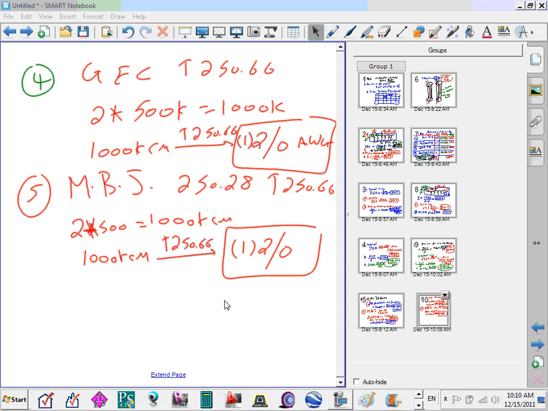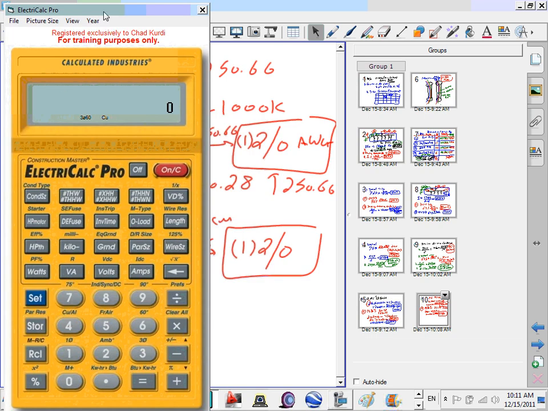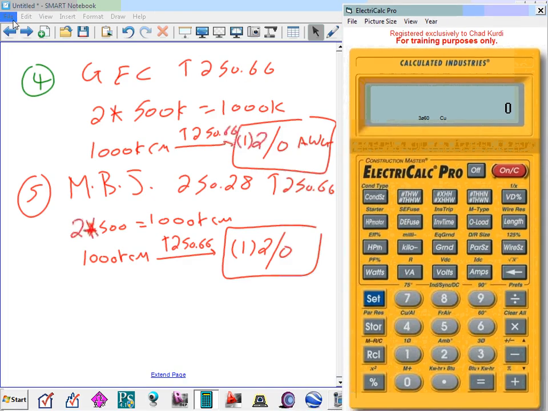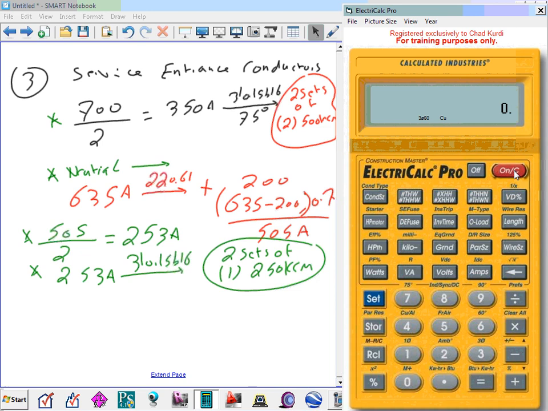I'm going to use a calculator based on request from my friends. Okay, let's go do the calculator, guys. Here's my calculator handy here. Let's go do the service. Okay, ready for the calculator service? All right, let's start your calculator.